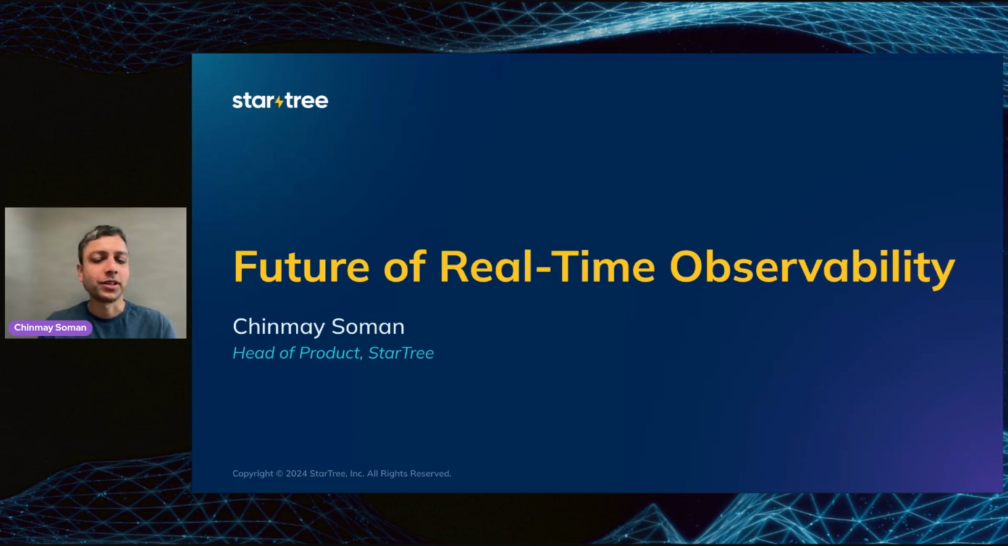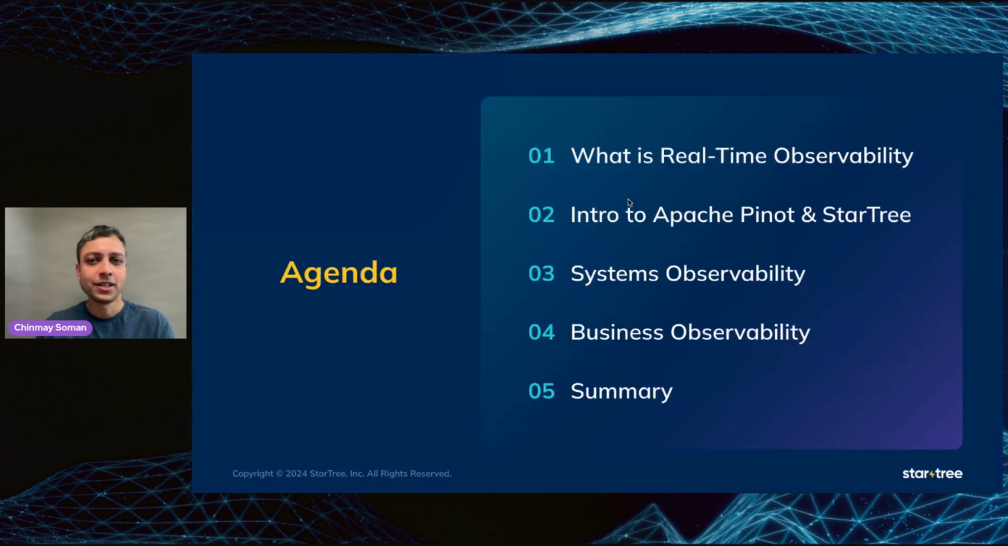I'm Chinmay Soman, head of product at StarTree, and today I'll be talking about how Apache Pinot and StarTree Cloud are building the future of real-time observability. I'll begin with what exactly real-time observability is and the different use cases and challenges thereof. We'll take a quick look into Apache Pinot and StarTree Cloud, and then get into the meat of it, discussing in detail the two prominent types of observability use cases before wrapping it up.